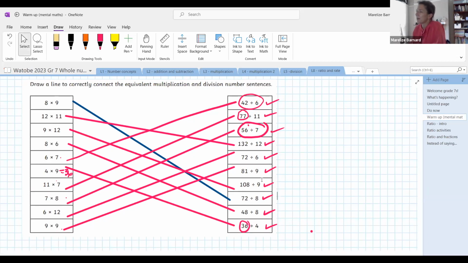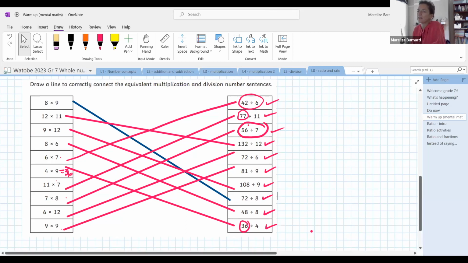Okay, and remember, we always aim for improvement. So next time, we do mental maths every lesson. So every time you come to Watobe for grade 7 for maths, you're going to do mental maths. So you really have a chance to improve. Okay, so if it didn't go so well this time around, never mind. We are going to pick it back up again on Monday.